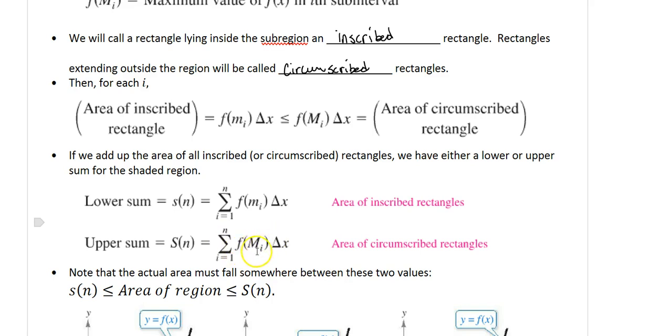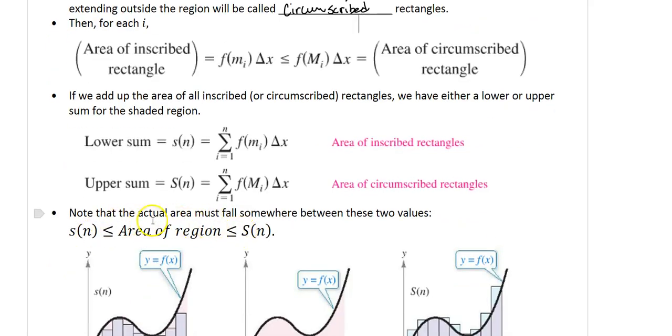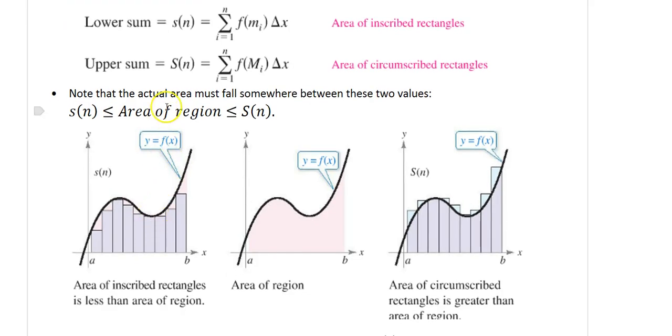And if you add up all of the areas of the capital M sub i rectangles, you get an upper sum, capital S of n. And the actual area must fall somewhere between these two values. So the area of the region is between little s of n and capital S of n. So you can see that here, the actual pink shaded region, area will be between these two values.